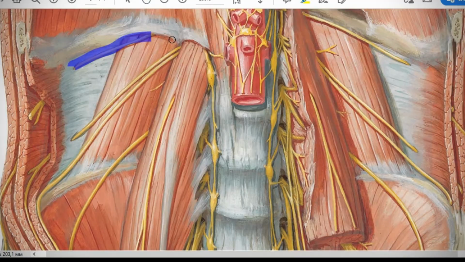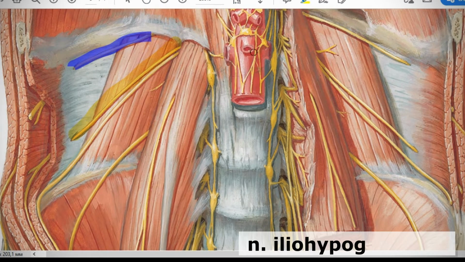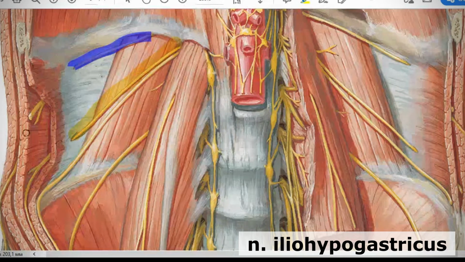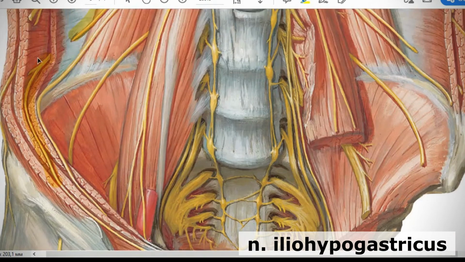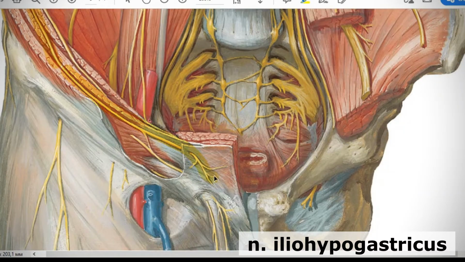So let's start. The first one, here you can see it, is nervus iliohypogastricus, the iliohypogastric nerve. As you can see, it goes forward and downward. It lies on quadratus lumborum, and then it penetrates and goes between the transversus abdominis muscle and obliquus abdominis internus. It also gives a lateral cutaneous branch, and in the end it gives an anterior cutaneous branch.